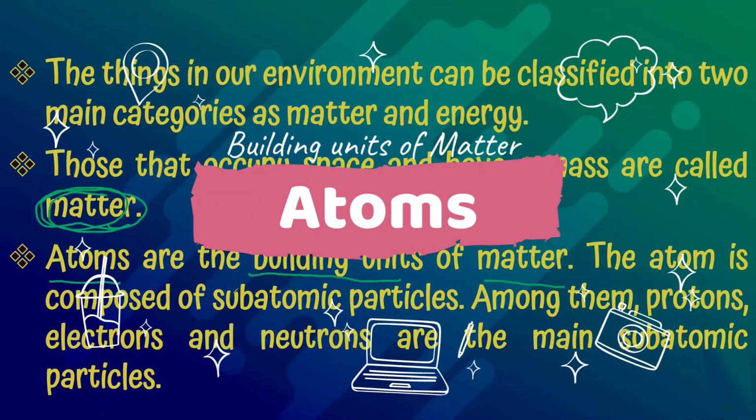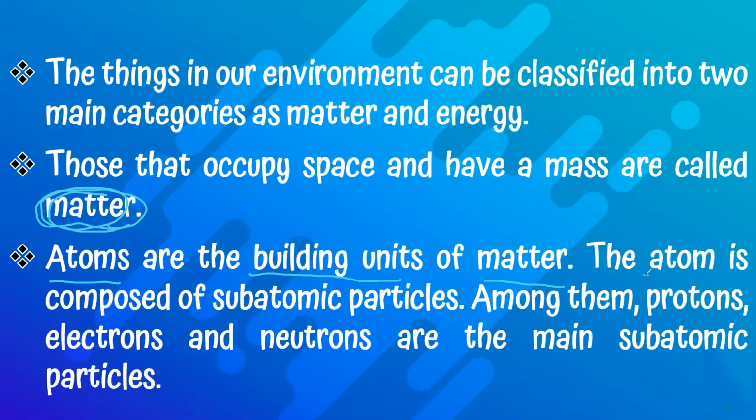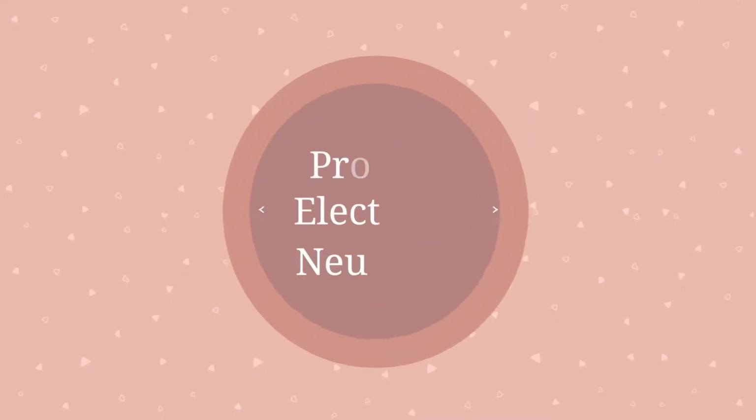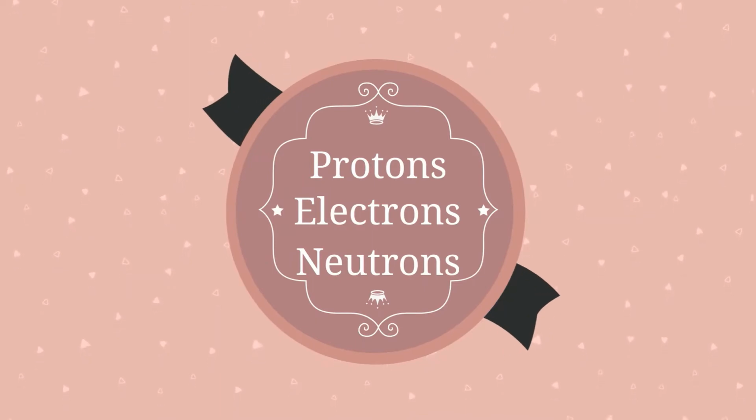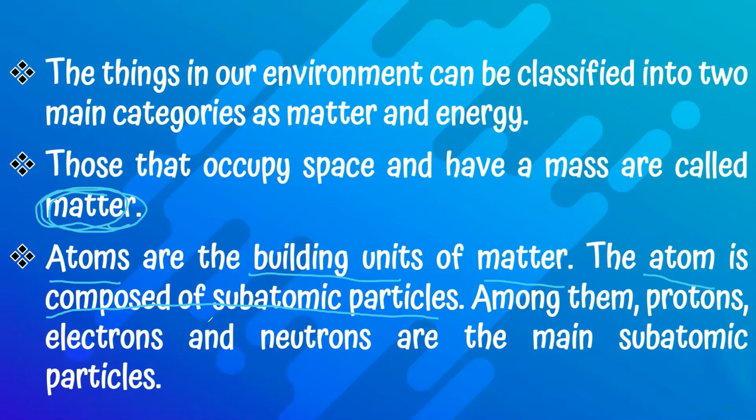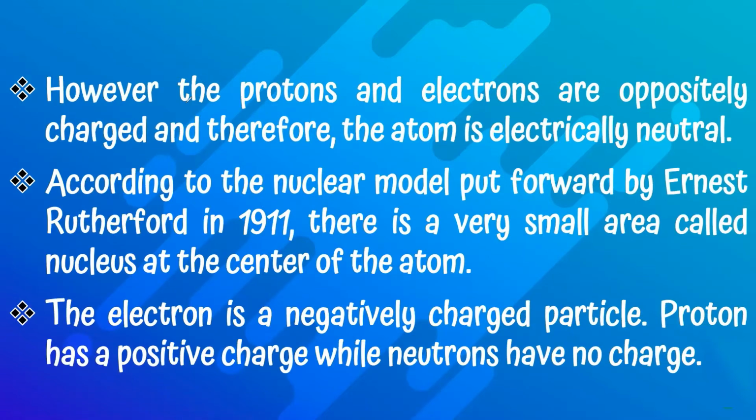The atom is composed of subatomic particles. Among them, protons, electrons, and neutrons are the main subatomic particles of atoms. However, the protons and electrons are oppositely charged, and therefore the atom is electrically neutral. So that means protons are positively charged and electrons are negatively charged. So the atom is electrically neutral.